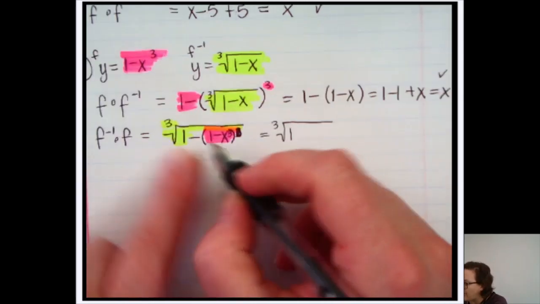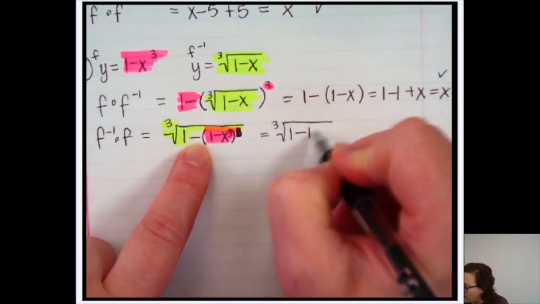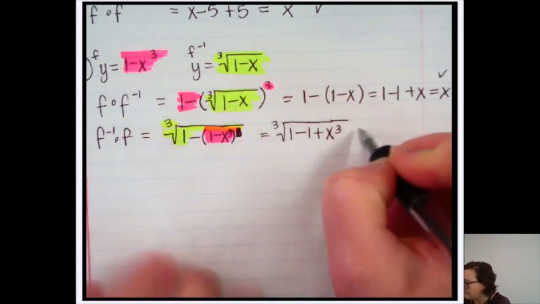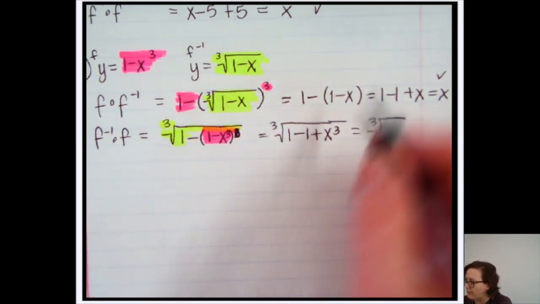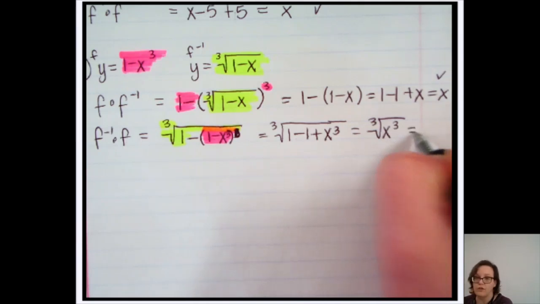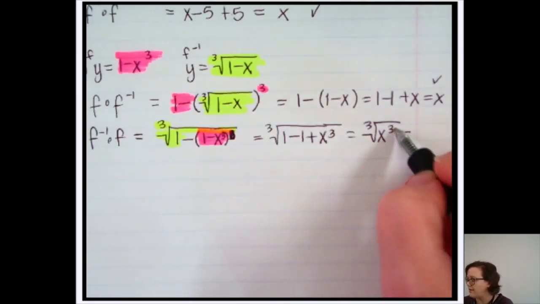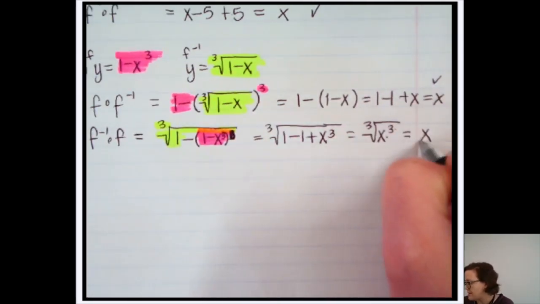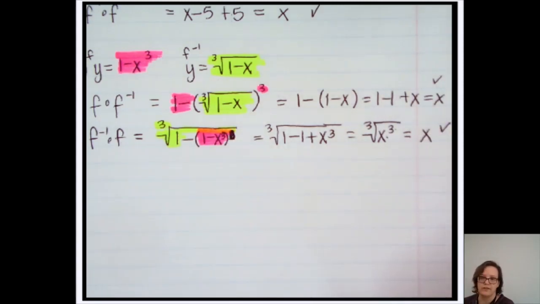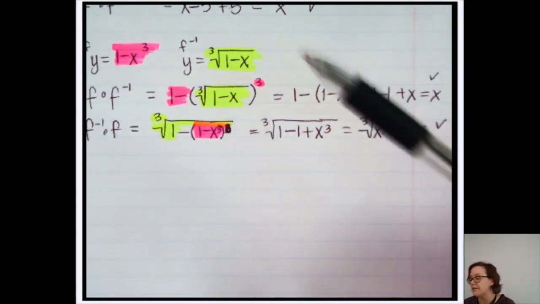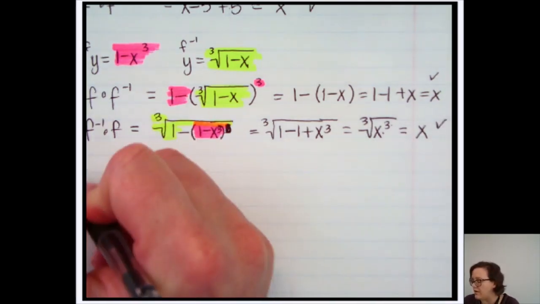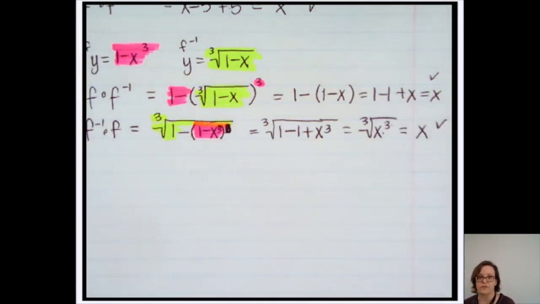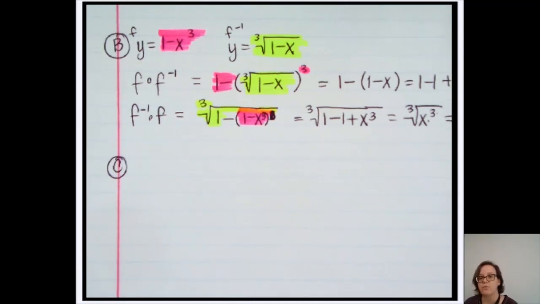Okay, so we have 1 minus 1 plus x cubed. Okay. And so the ones go out, and we're left with the cubed root of x cubed. Okay, so we have 3 x's, that means we get to pull 1 out, and so we are good. Okay, so algebraically and graphically, these prove that these are inverses of each other. Okay, now let's do one more.